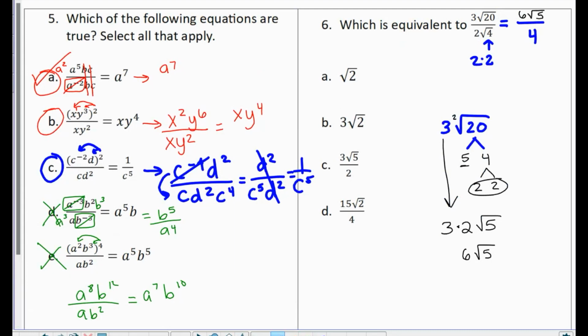Now, you've got to be careful, because if you would have chosen this answer just because the 4 was on the bottom, you would have gotten it wrong. I don't see this answer here. That's because I can simplify 6 over 4. 6 square root of 5 over 4 can be simplified because they're both multiples of 2, or they're both divisible by 2. So I can divide 6 by 2, which gives me 3 square root of 5, and 4 divided by 2 is 2. That's going to leave me with C.